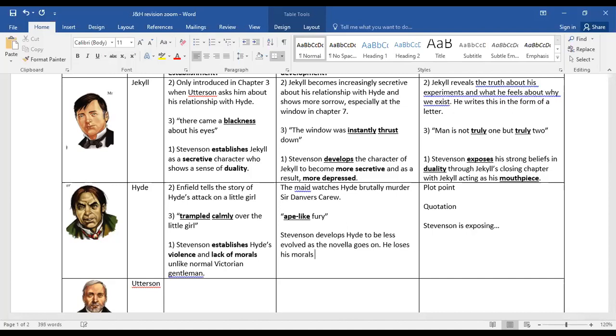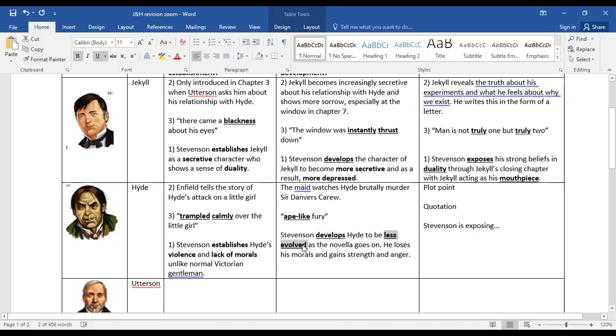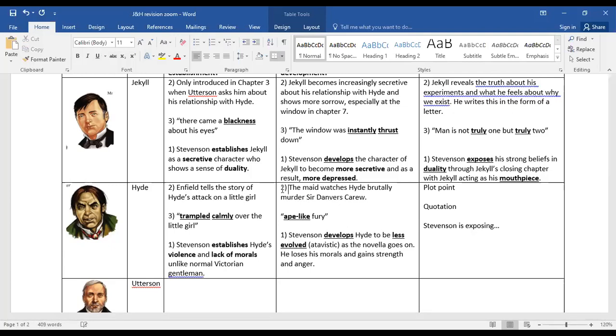He loses his morals, knowing right from wrong. So if you have a question about Hyde, you absolutely must talk about how he goes on to become less evolved. Another word that you could use for that is atavistic. "Stevenson develops Hyde to be less evolved as the novella goes on." That's your opening sentence for your second paragraph. That's where it happens, and then you do some analysis.